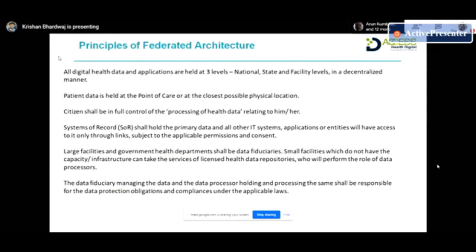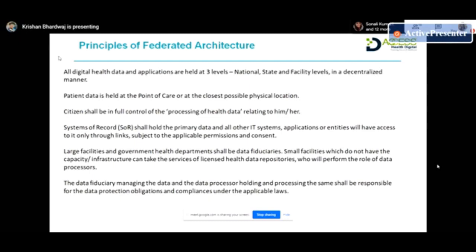And the other thing they are talking about is, all these links or exchanges will be subject to the applicable permissions and the consent of the patient. Now, larger facilities and government health organizations shall be data fiduciaries. For the smaller facilities that do not have the capacity to take the services of a licensed health data repository, for example all the sub-centers or PSCs or CSCs, most of them are very small in size, so they cannot maintain their own databases.